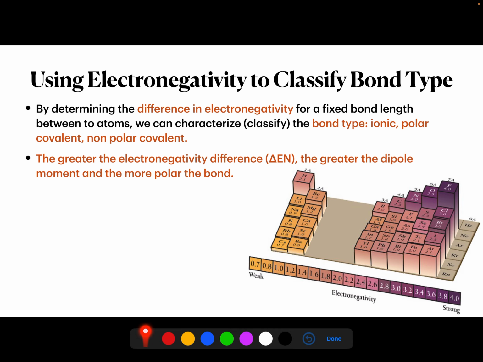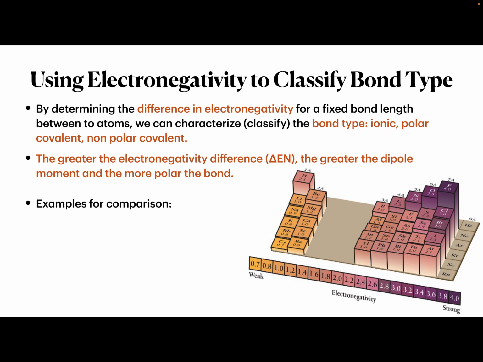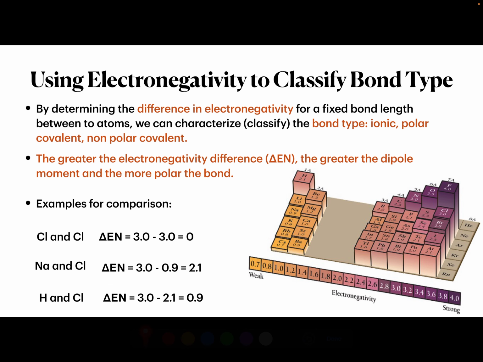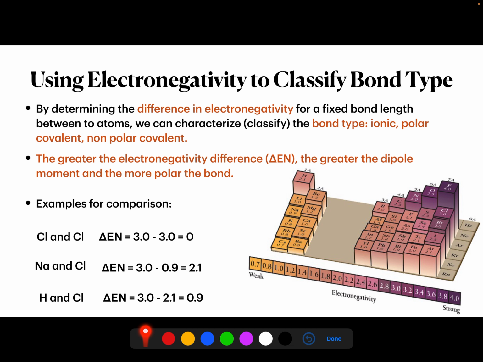It turns out that the greater the electronegativity difference between the two atoms, the types of atoms that are in the bond, can result in characterizing the bond. So let's look at some examples. I'm just going to pull them all up real quick with their electronegativity values so we can compare them. All of our examples here are going to involve chlorine.